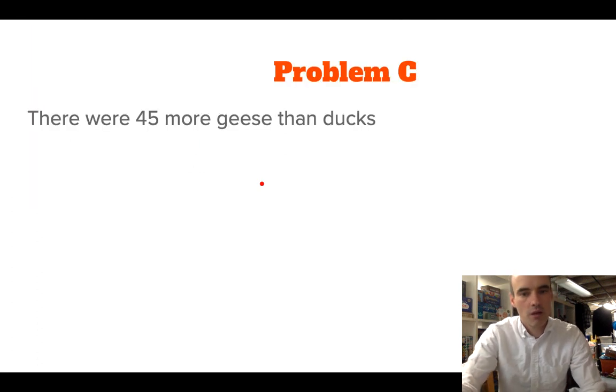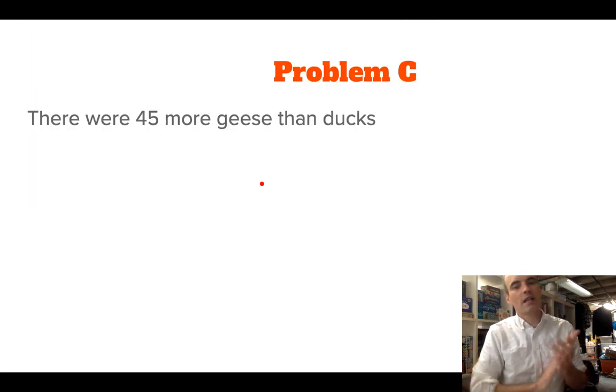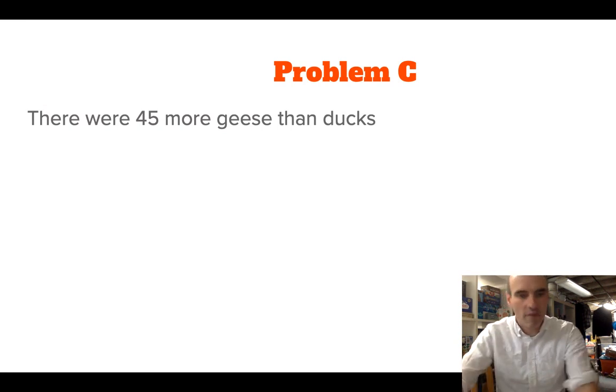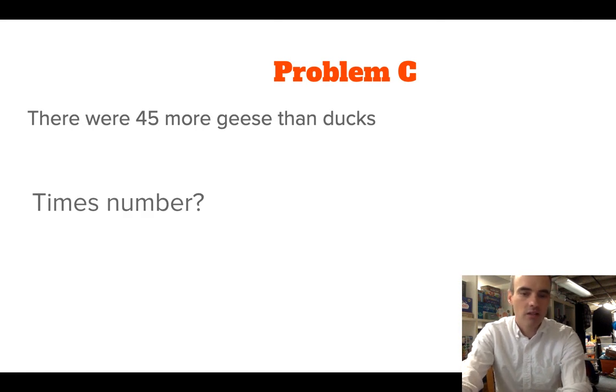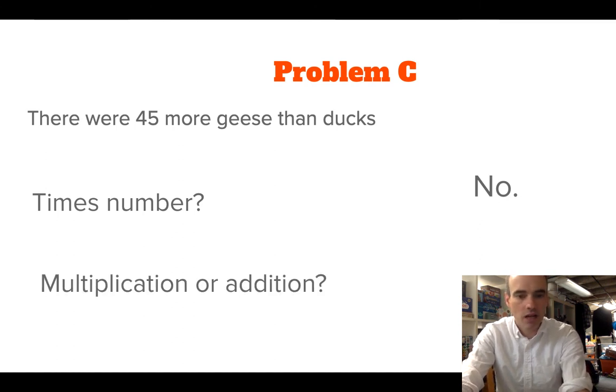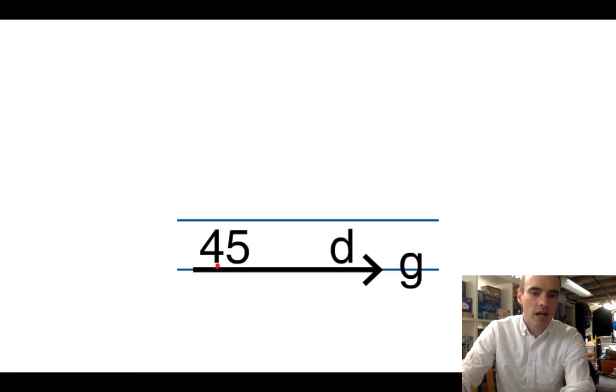So here we go, problem C. There were 45 more geese than ducks. Listen to it again. There were 45 more geese than there were ducks. And when we look at that, we're thinking to ourselves, okay, is there a times number? And the answer to that is no, there's no times number. There's a more number, but there's no times number. There's no each, there's no every, there's no times. So does that make it multiplication or addition? That just makes it addition. All right. And 45, D, and G.